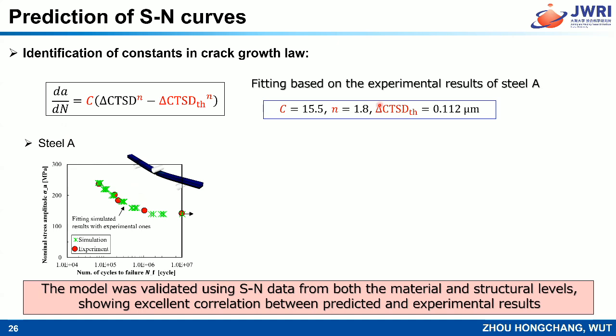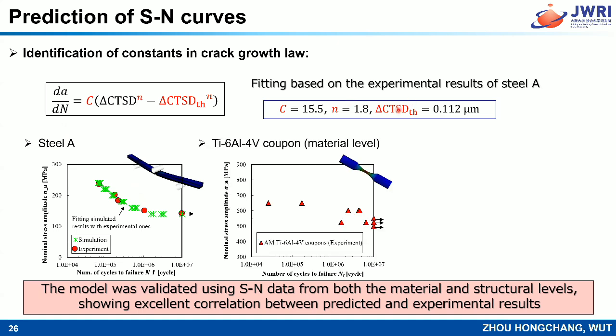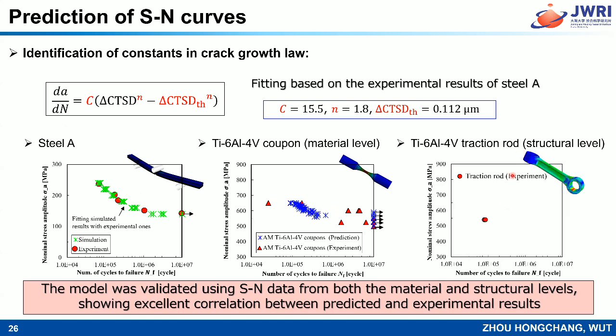And then by using these identified parameters, we try to predict the fatigue life of the material level. So we can see a good agreement between our prediction results. And also we obtain the structure level SN curve, and this is our prediction result. So we can find the model was validated using the SN data from both the material and structure levels, showing excellent correlation between the prediction and the experimental results.